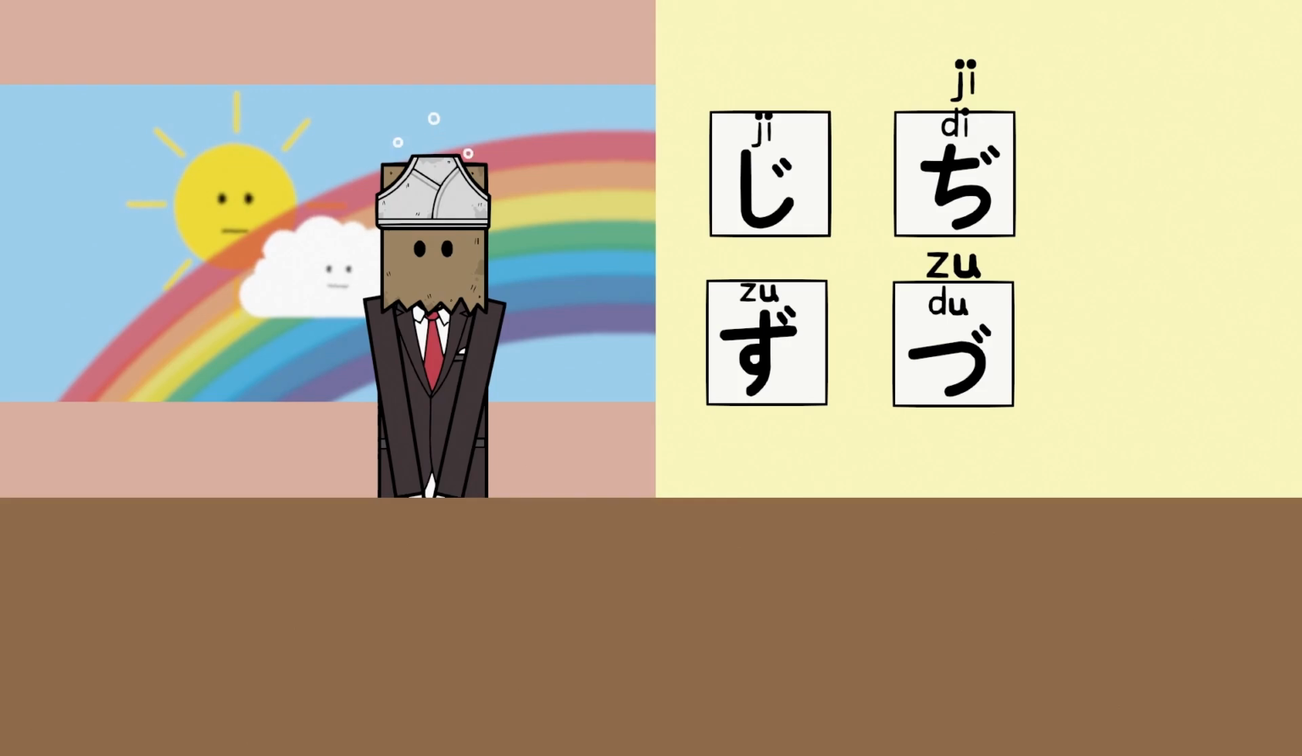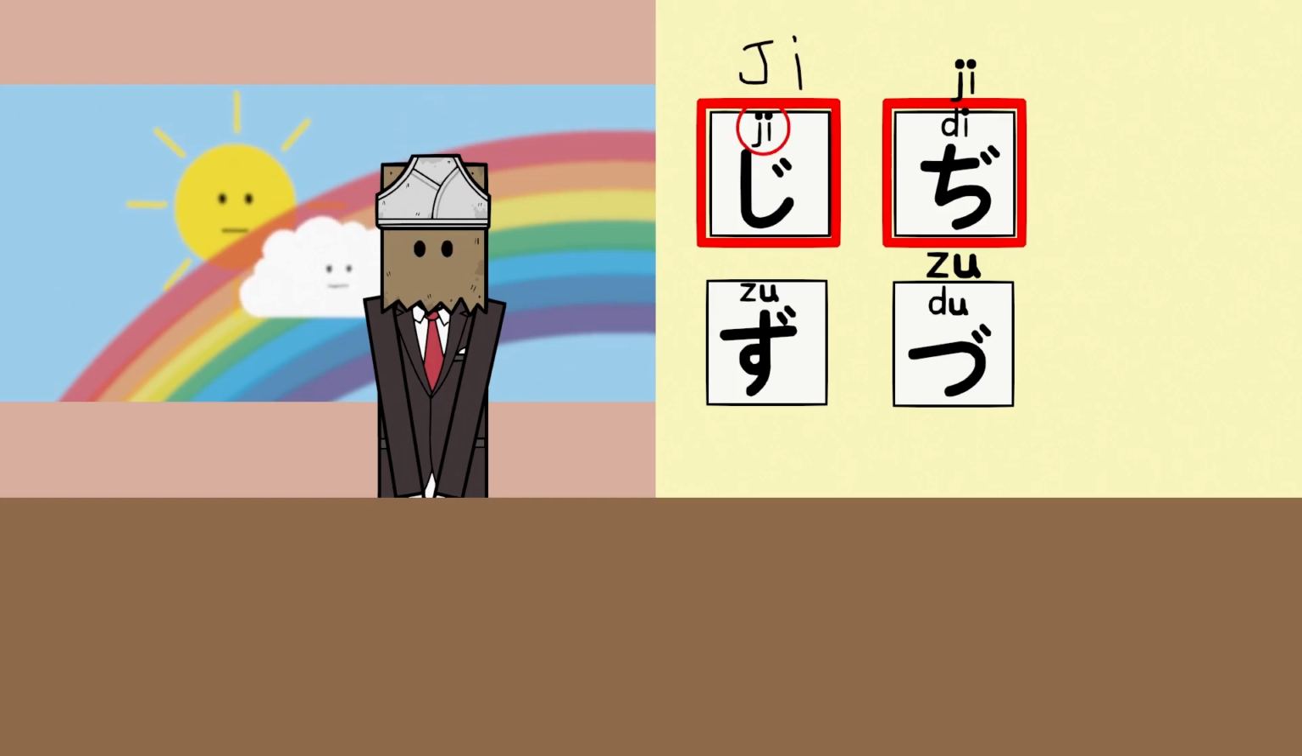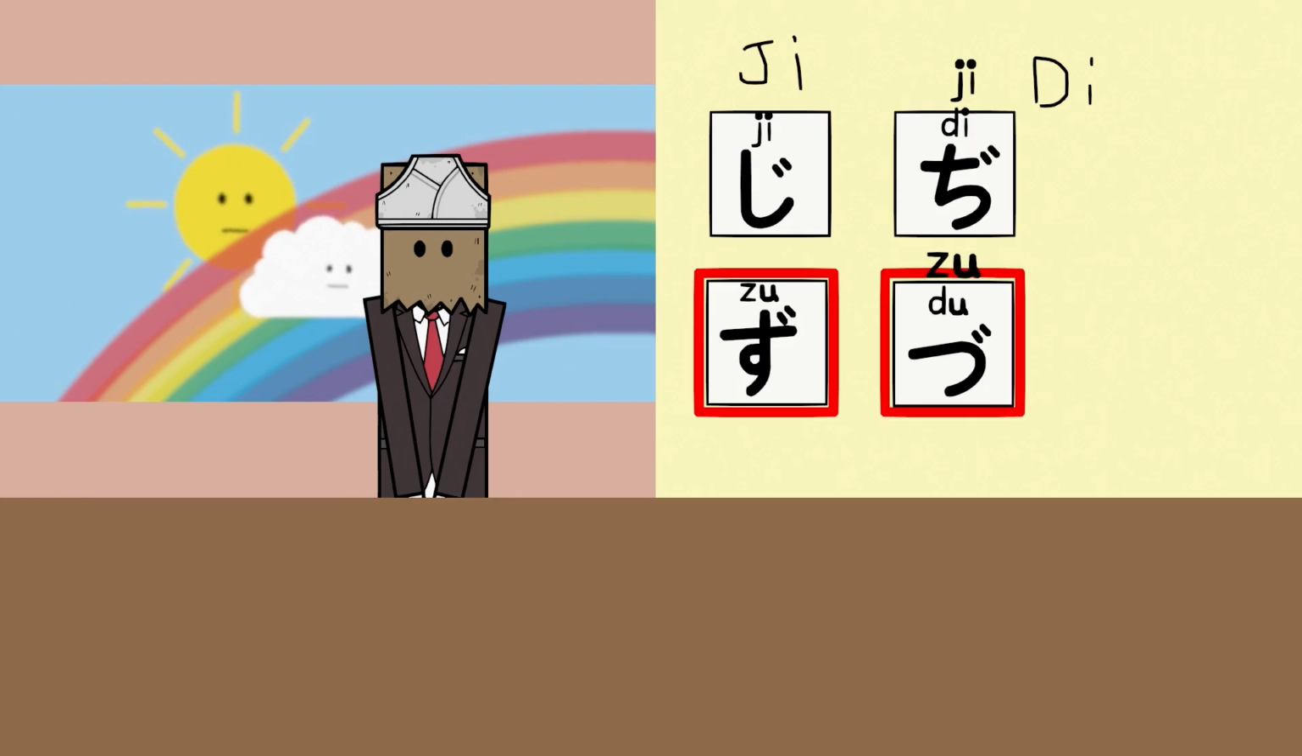And another thing, even though this G and this G are pronounced the same, if you are typing it on a keyboard and press J-I, then this will appear. But if you want this G, then you have to press D-I. And it's the same for this zu and this zu. If you type Z-U, then this will appear. But if you want this one, then you have to press D-U, okay?